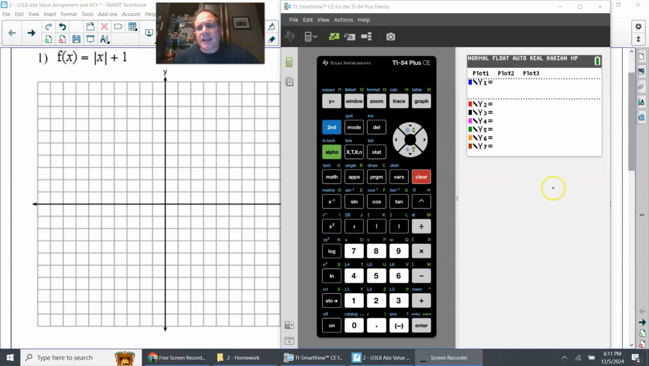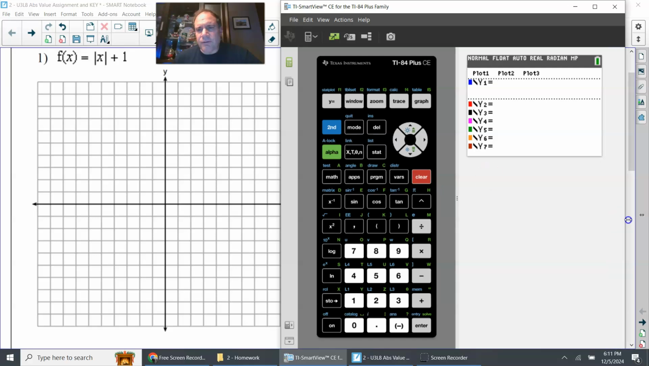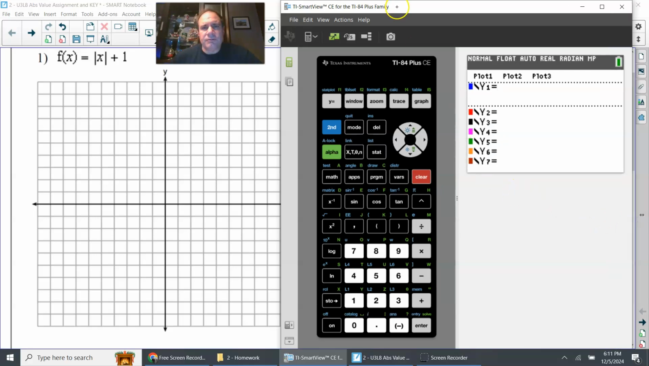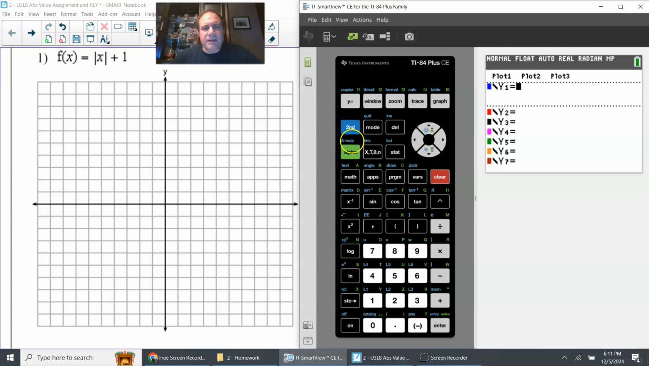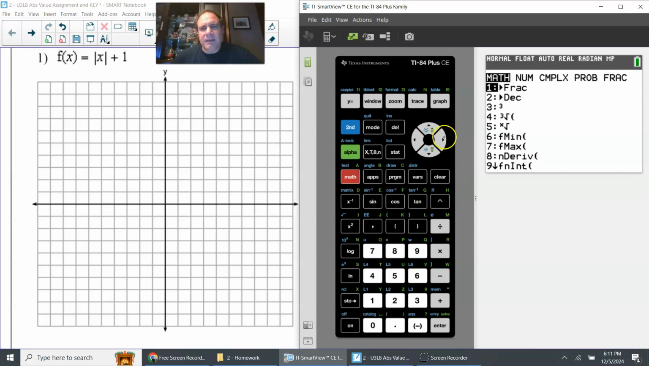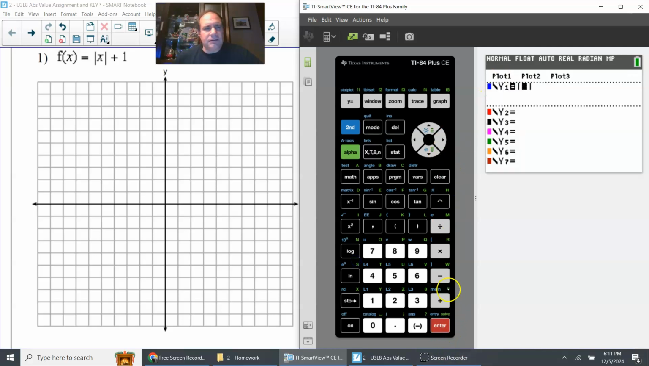There's a couple of ways to get to absolute value on the graphing calculator. The one way that I am going to show you is that you could press math and num, and you go to the right, and right there is ABS. And you just go back to the y equals screen, and you put your x right directly in the middle of those absolute value bars, and plus 1 is on the outside.